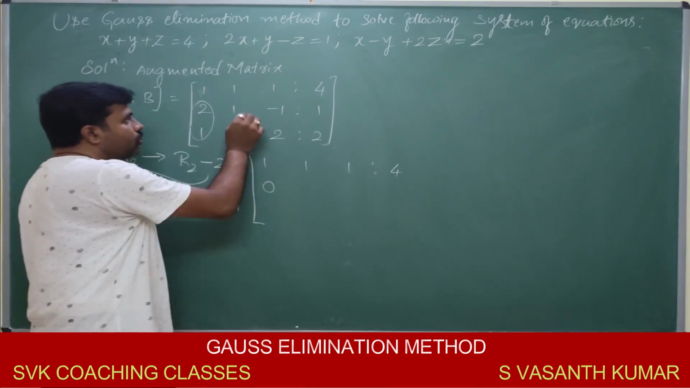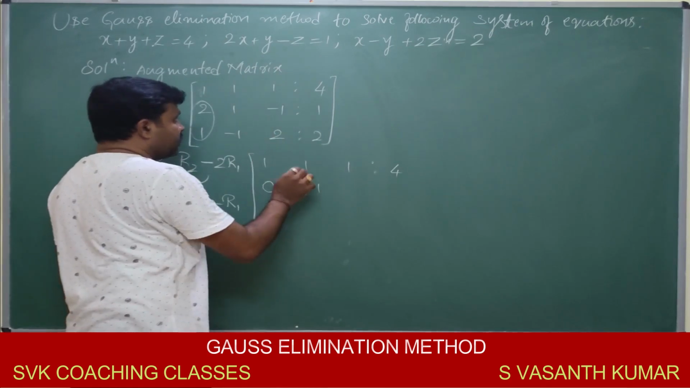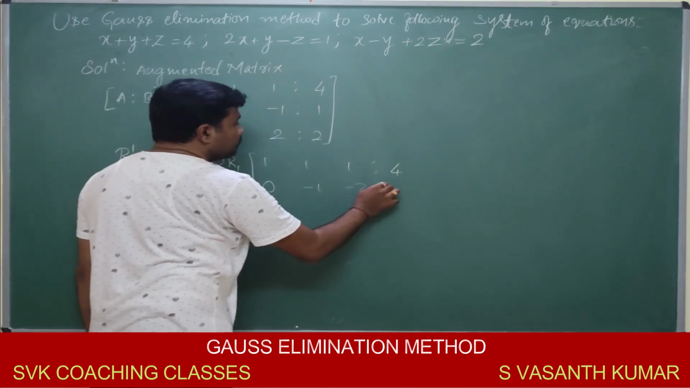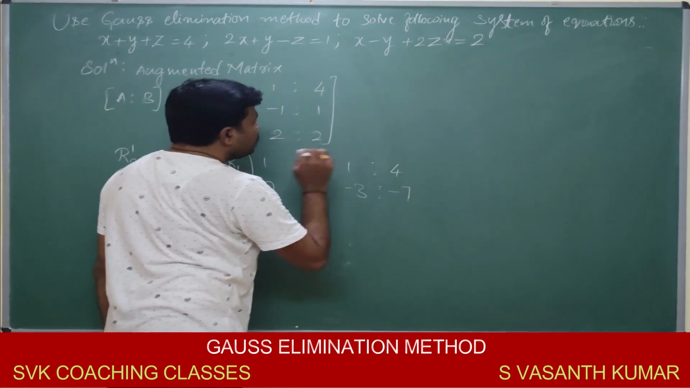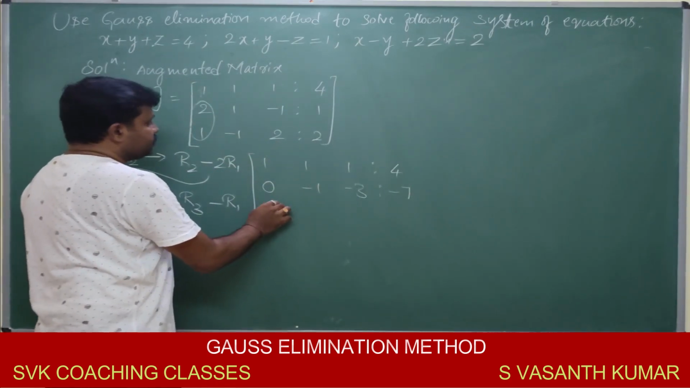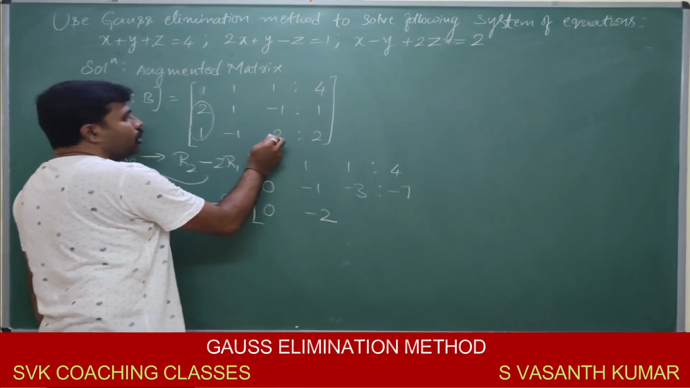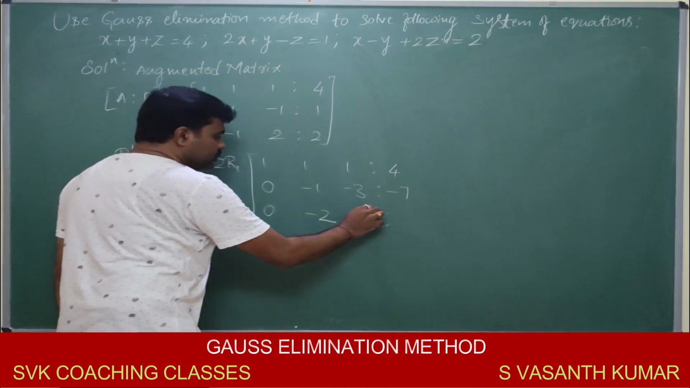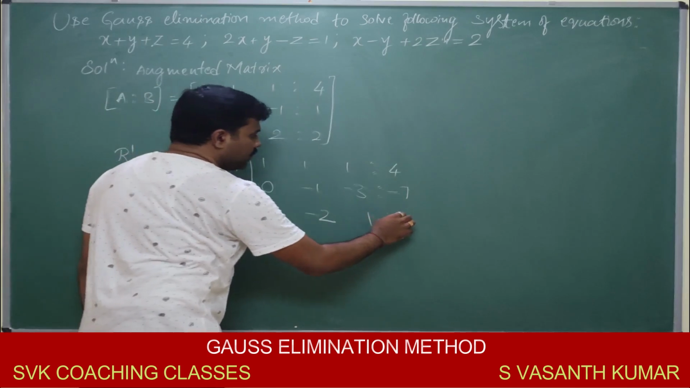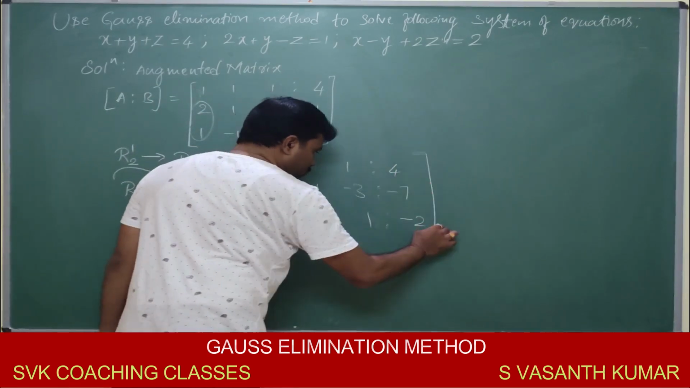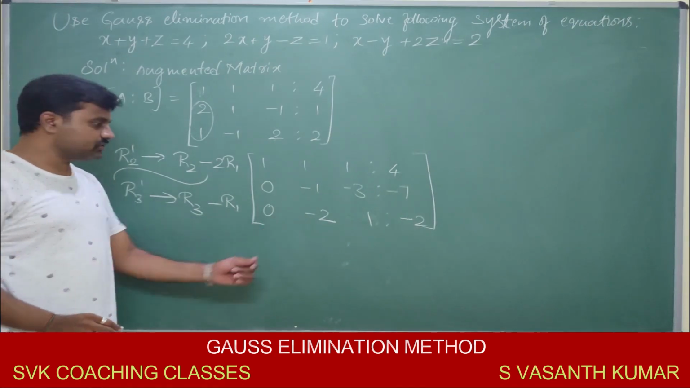2 minus 2 is 0. 1 minus 2 is minus 1. Minus 1 minus 2 is minus 3. 1 minus 8 is minus 7. 1 minus 1 is 0. Minus 1 minus 1 is minus 2. 2 minus 1 is 1. 2 minus 4 is minus 2. So after this operation I got this matrix.